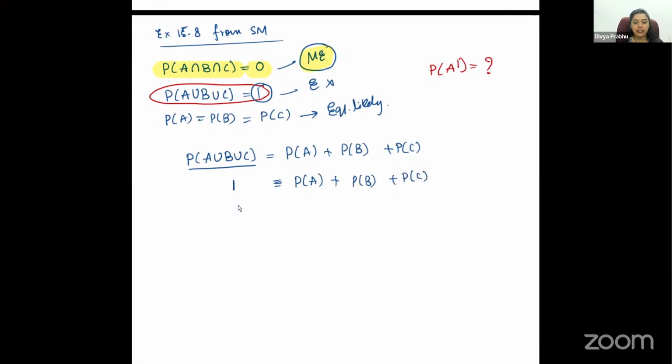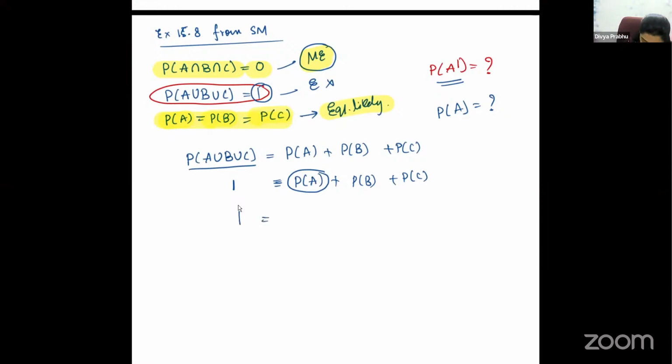Now understand the hint. I told you whenever P of A dash is asked, you need to first calculate P of A. Right? You need to calculate P of A first. So you know that P of A is what I want. So somehow I want to keep all three as P of A only so that I get the answer for P of A. You can take the hint of this. Because they're equally likely events, P of A will be equal to P of B, will be equal to P of C. All three are equal.